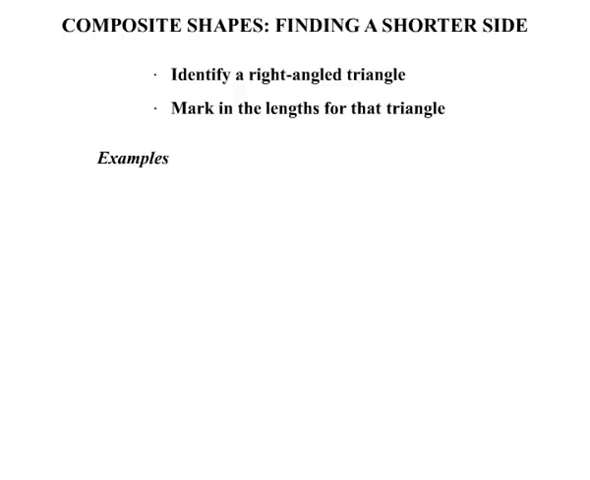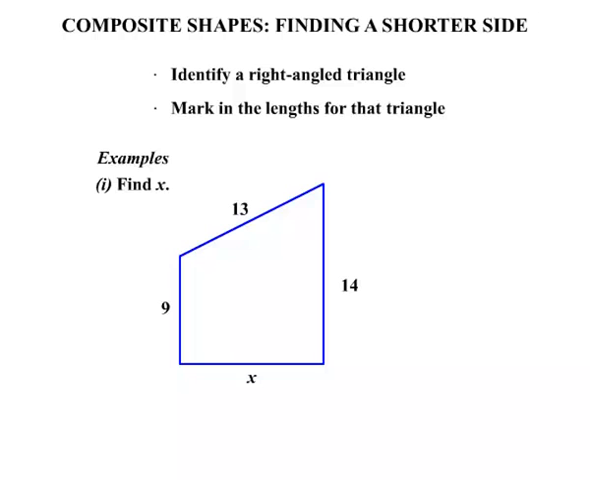Let's consider these examples. We're asked to find x, and again it's a composite shape, it's not just a plain right-angled triangle, but we need to identify where one exists. So if we draw a line across there, there's our right angle, and there is the right-angled triangle. So next step is to mark in the lengths for this triangle. Well, the base length there, we can see that it in fact is x. So we mark the x in.